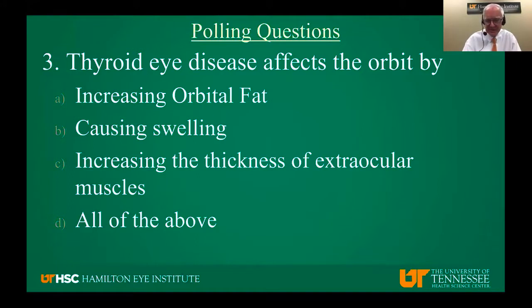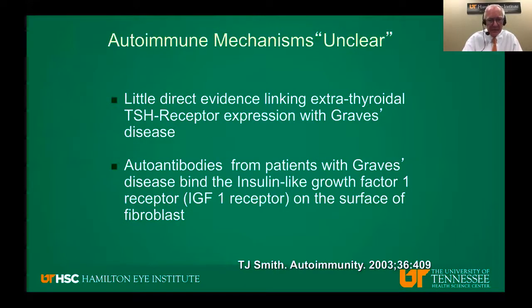Very good. It's 84% say that. If you'll notice, all of them, it's there, and nobody said cause swelling, and I'll talk about that a little bit. And so the autoimmune mechanisms are really unclear, and if you look at the bottom of the slide, there's been some thought about IGF receptors on the surface of the fibroblast, an insulin-like growth factor, but a number of people are working toward what is the autoimmune mechanism.